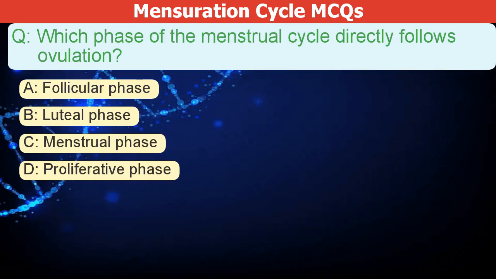Which phase of the menstrual cycle directly follows ovulation? A. Follicular phase. B. Luteal phase. C. Menstrual phase. D. Proliferative phase.